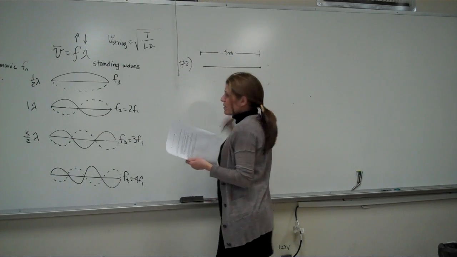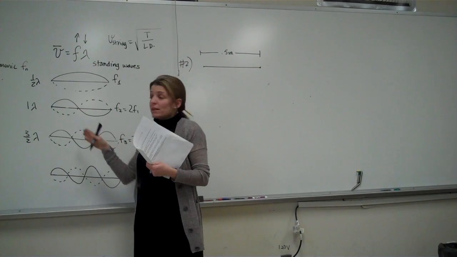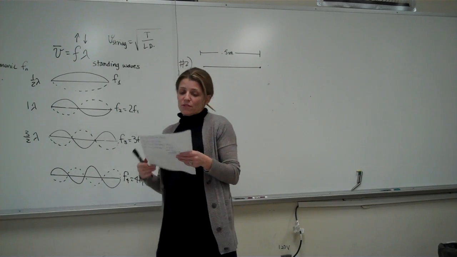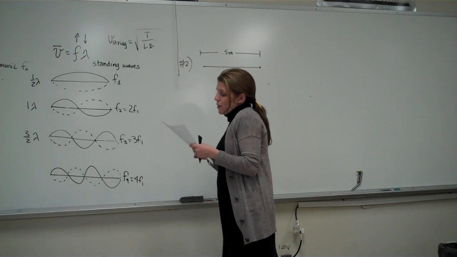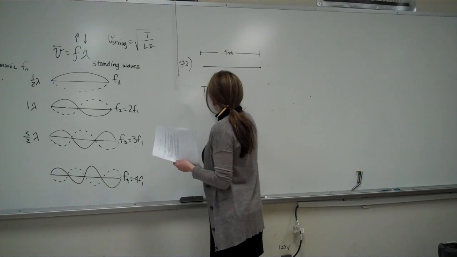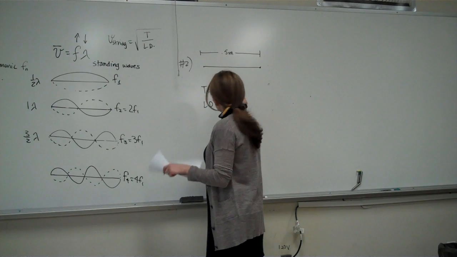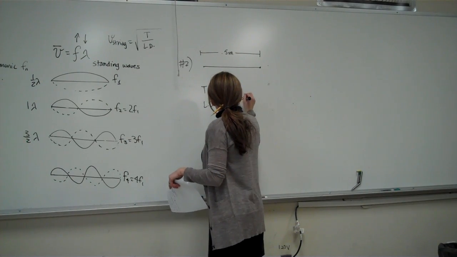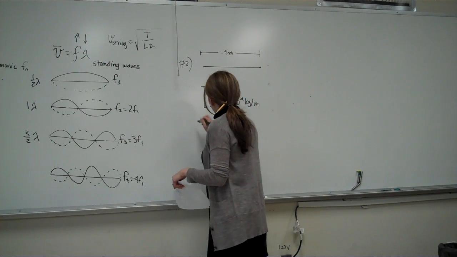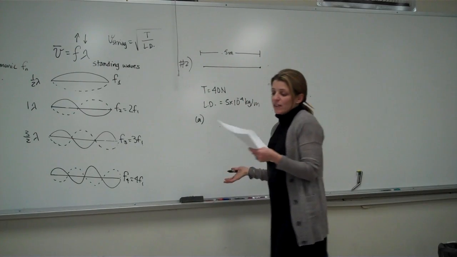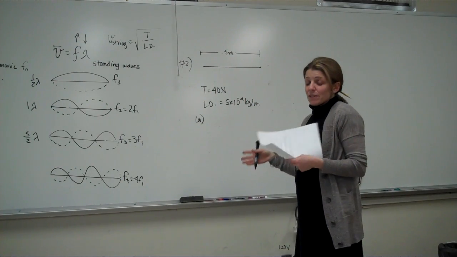It doesn't tell you the wavelength, it tells you the length of the string. And then depending on how it vibrates, you figure out the wavelength. So it's tuned to a tension of 40 newtons, and its linear density is given as 5 times 10 to the negative 4th kilograms per meter. And in part A, they ask what's the velocity at which waves travel on this string.